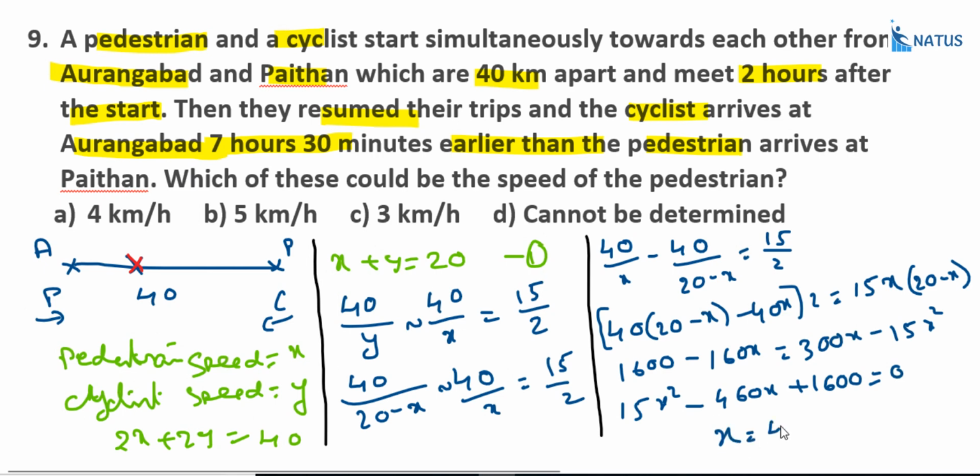x is equal to 400 or 4. 400 is not possible, so strike out this one. So 4 kilometers per hour. Option A is the correct answer.